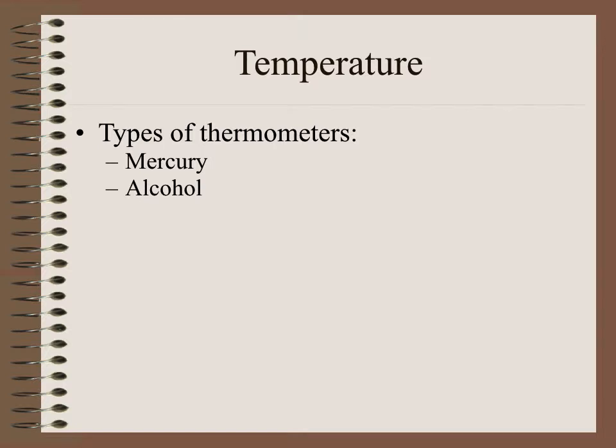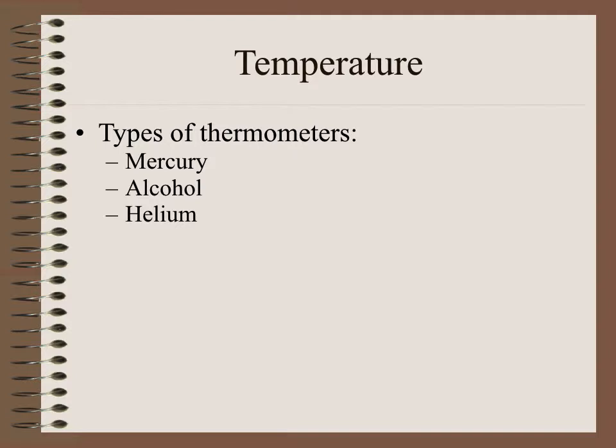Mercury and alcohol also both freeze at around negative 40 degrees. So if you need to measure something extremely cold, you're going to be out of luck, because you'll end up with solid mercury or solid alcohol. So what do we do?